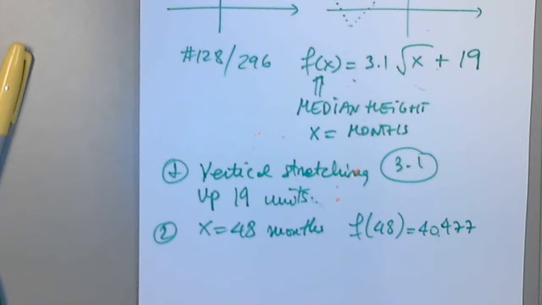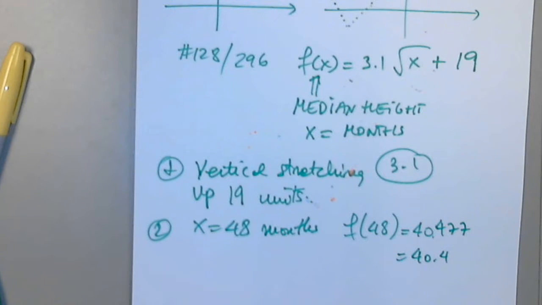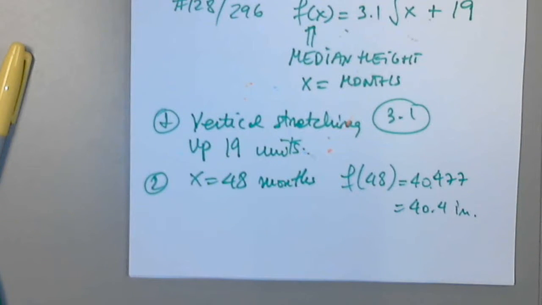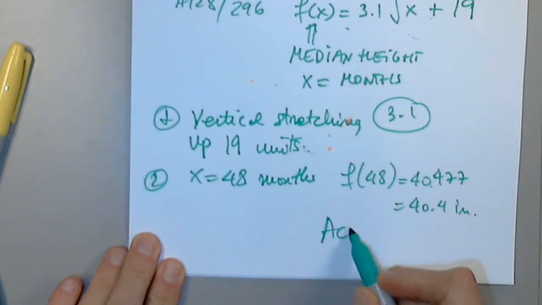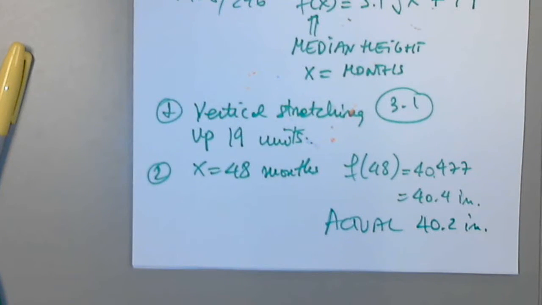Use a calculator and round to the nearest tenth. So I'm going to round it to 40.4. And what is the measurement unit? Without measurement unit, it means nothing. Inches. So girls at 48 months old, according to the model, should have a height of, on average, 40.5 inches. Yes, a median height of 40. The actual median height for girls at 48 months is 40.2 inches. So actual is 40.2 inches. Close. How well does the model describe the actual height?